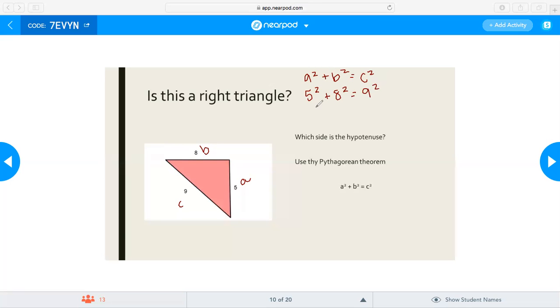What is 5 squared? 25. What is 8 squared? 64. And we want to see if that equals 9 squared. 81. What is 25 plus 64? All right. So is it a right triangle? No, because 25 plus 64 is 89. 89 does not equal 81, so this is not a right triangle.